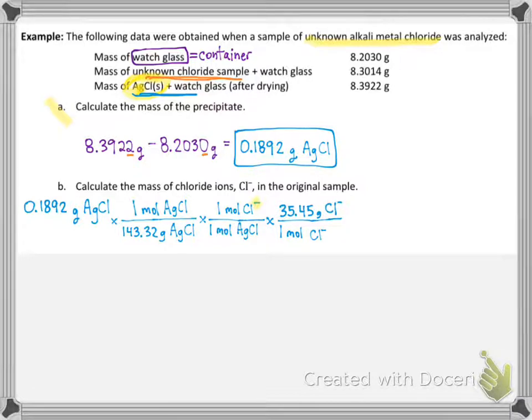Don't forget to watch out for sig figs. We are starting with 4 sig figs. So that means your final answer, once you do all the calculations, is going to have 4 sig figs as well. The last question says, okay, if that's how many grams of chloride ions you had in the original sample, what is the percent by mass of chloride ions in the original sample?